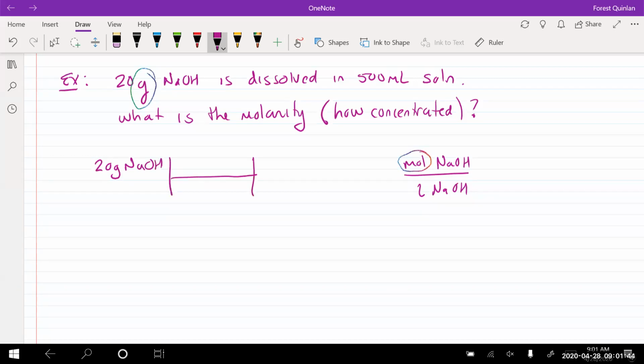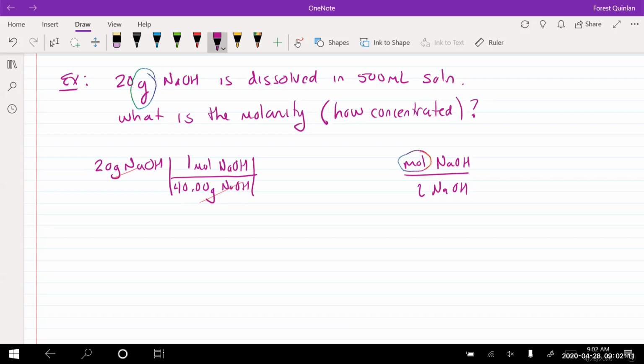And let's just convert those to moles. Now I went to the periodic table and I know that 40.00 grams of sodium hydroxide is 1 mole of sodium hydroxide. Again, adding up the parts to make the whole. And because I went to the periodic table, it's only 1 mole. It means our grams have canceled. Now we have the moles of sodium hydroxide that we want.